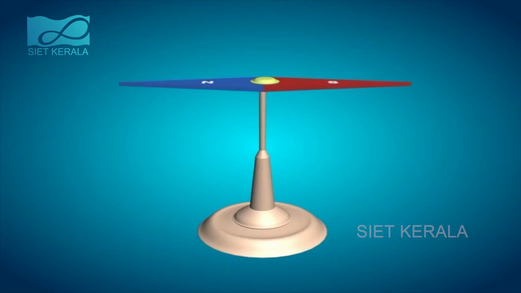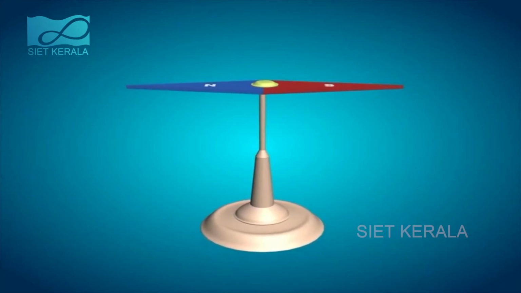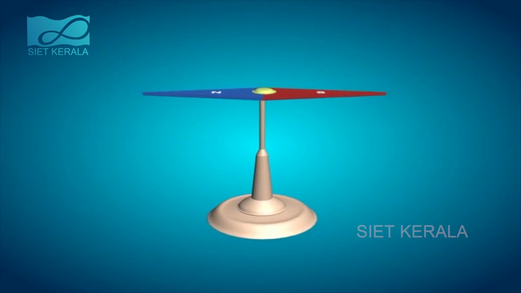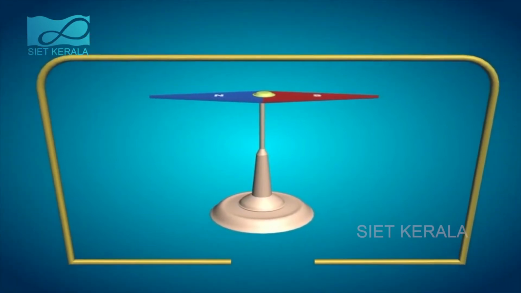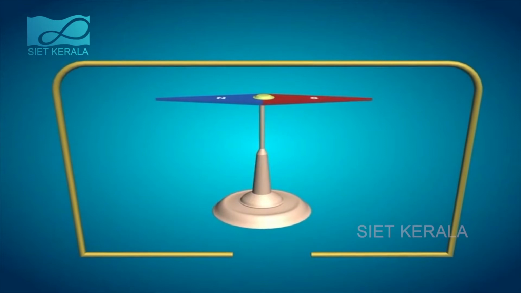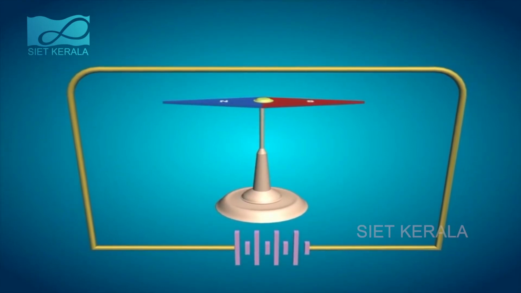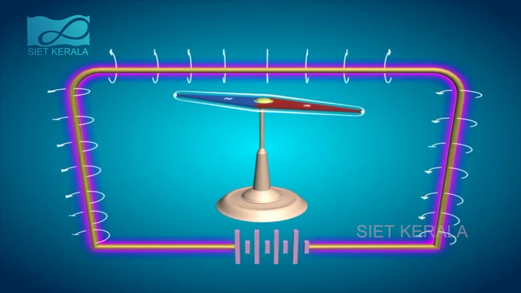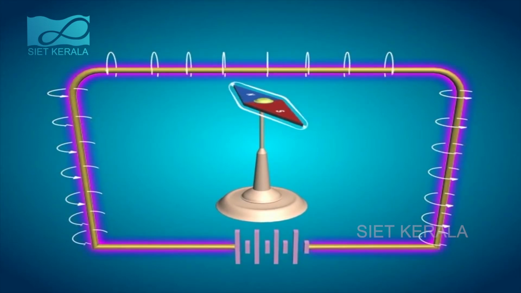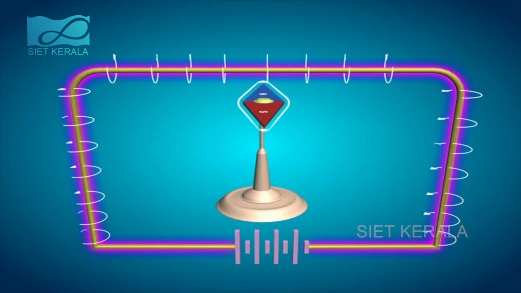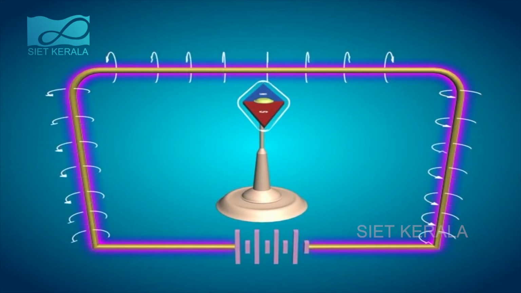Place a pivoted magnetic needle on a table. Hold a straight copper wire just above the magnetic needle and parallel to it. When an electric current is passed from a battery through the copper wire for a short time, it can be observed that the magnetic needle is deflected in one direction.